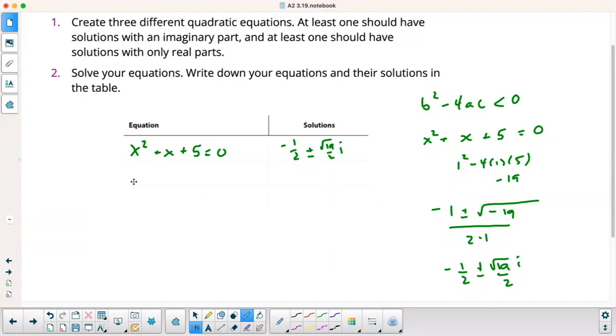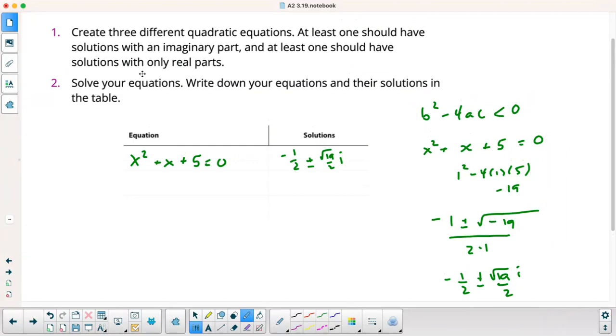All right, so let's do another one. We need at least one that should have solutions with an imaginary part, and at least one should have solutions with only real parts. So let me erase this.